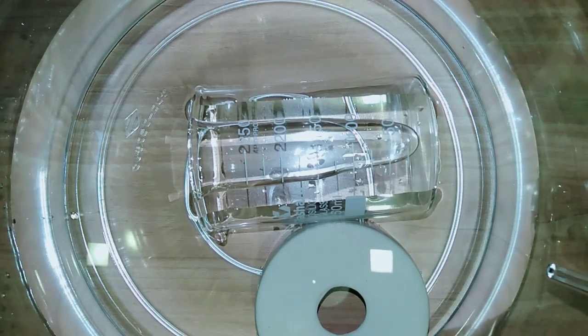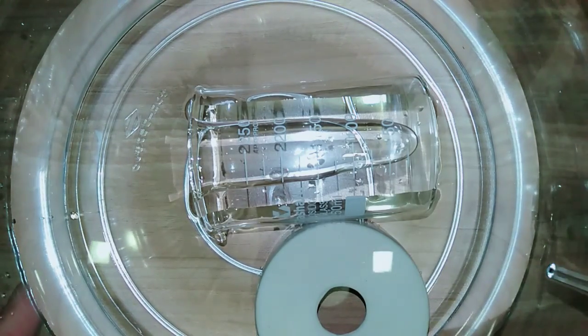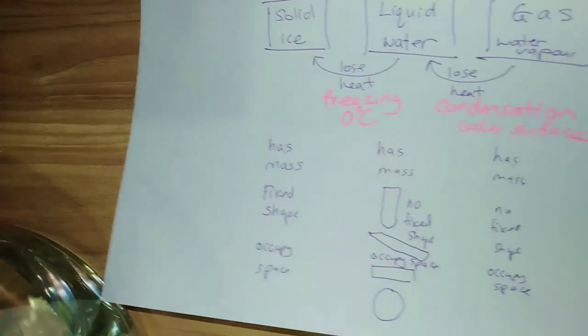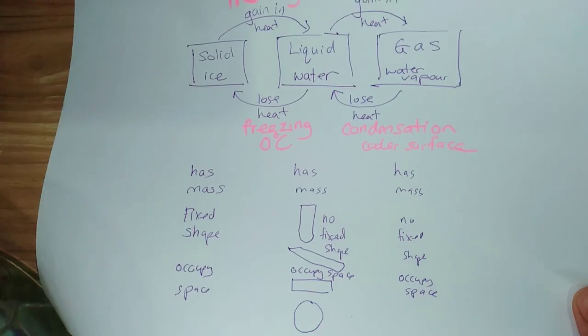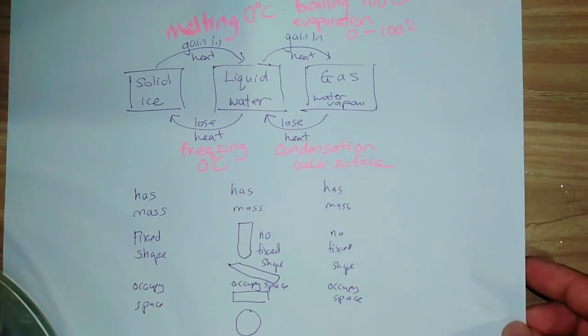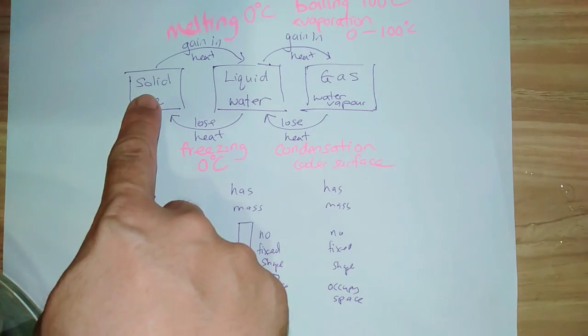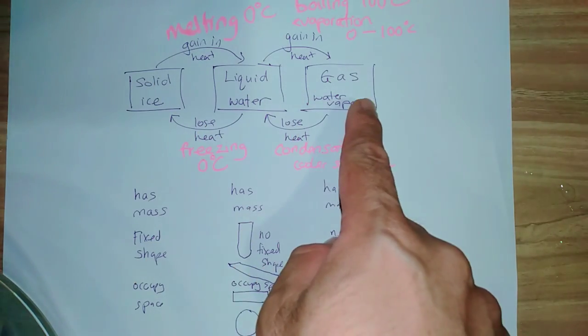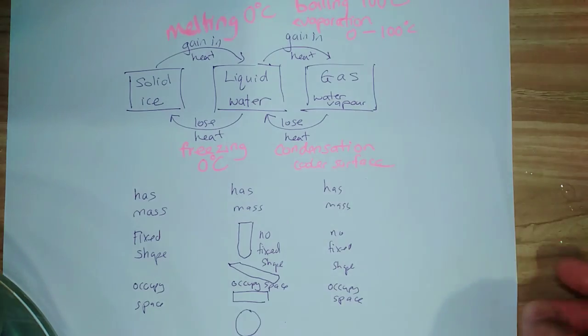Right, now that we have revised through these basic properties of matter, let's do a recap before we move on to the next video. So we have looked at this already, that matter exists in three states: solid, liquid, gas. Alright, and when matter gains heat, it can change state. When matter loses heat, it can also change its state.